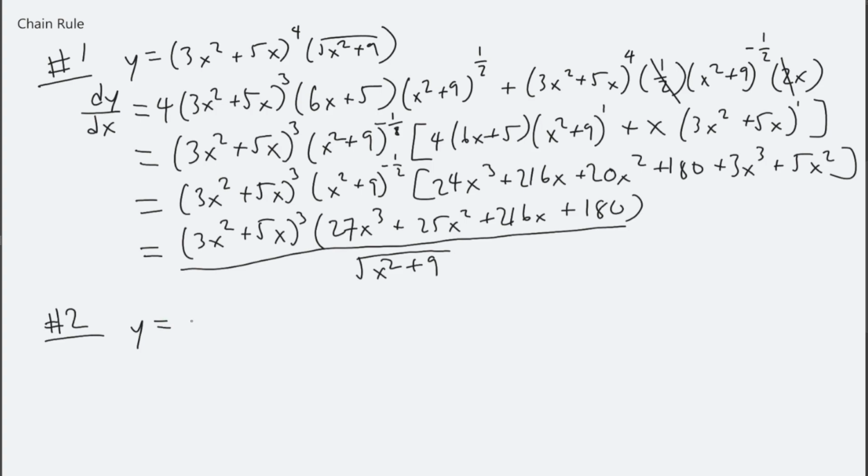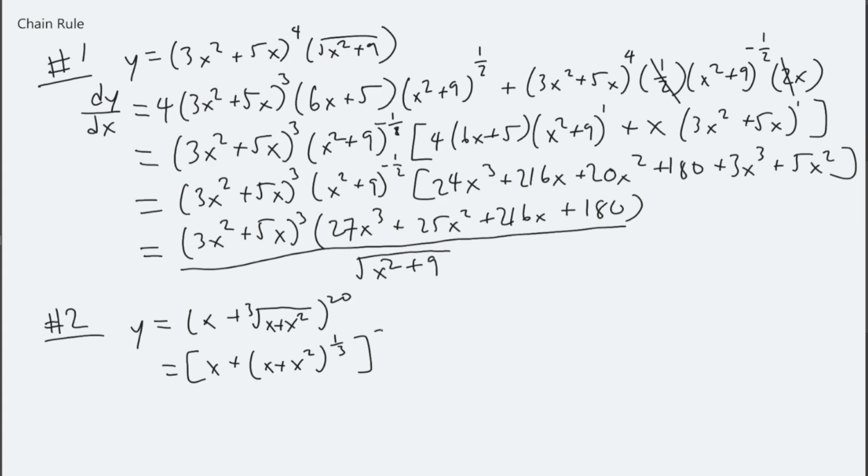y is equal to bracket x plus the cube root of x plus x squared, exponent 20. So if we rewrite this, we can rewrite this as x plus bracket x plus x squared with exponent of 1/3, since this is a cube root.